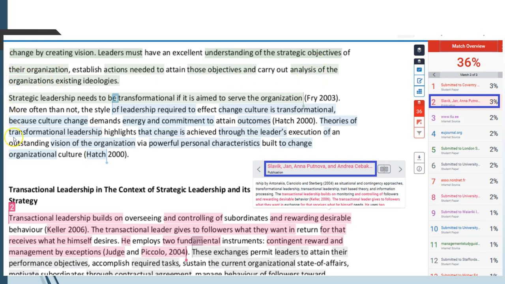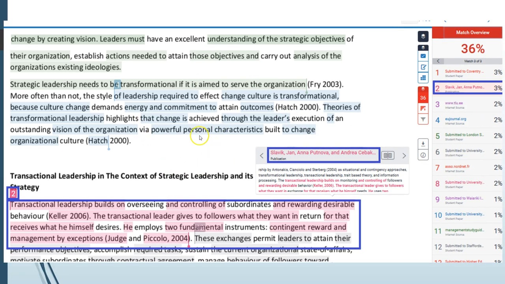This is what you call patch writing. You copy, you paste, you try to alter a few things using synonyms here and there. That is not good practice. So we've had a look at the first, and a look at the second. Although these are small matches, you can see it does not look good. If you drill further down, look at this one as well.